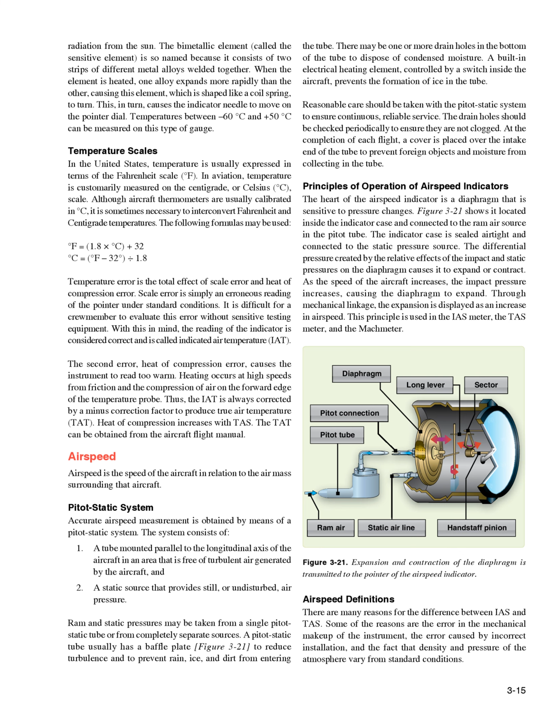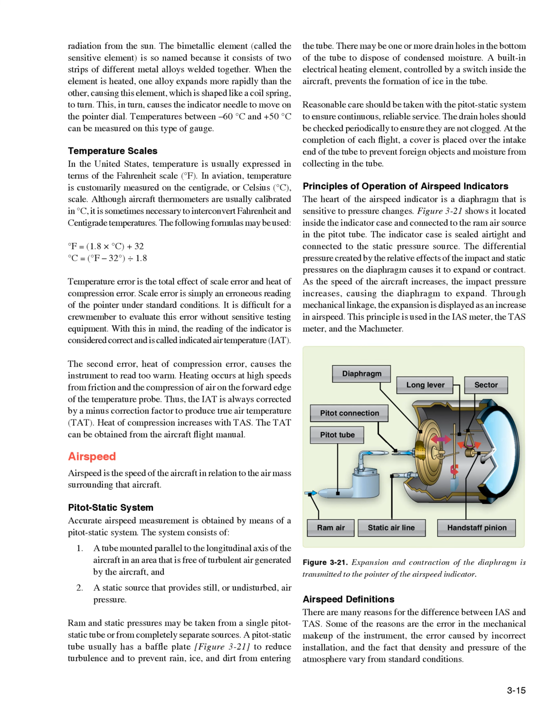Airspeed is the speed of the aircraft in relation to the air mass surrounding that aircraft. Pitot-static system. Accurate airspeed measurement is obtained by means of a pitot-static system. The system consists of: one, a tube mounted parallel to the longitudinal axis of the aircraft in an area that is free of turbulent air generated by the aircraft, and two, a static source that provides still, or undisturbed, air pressure. Ram and static pressures may be taken from a single pitot-static tube or from completely separate sources.